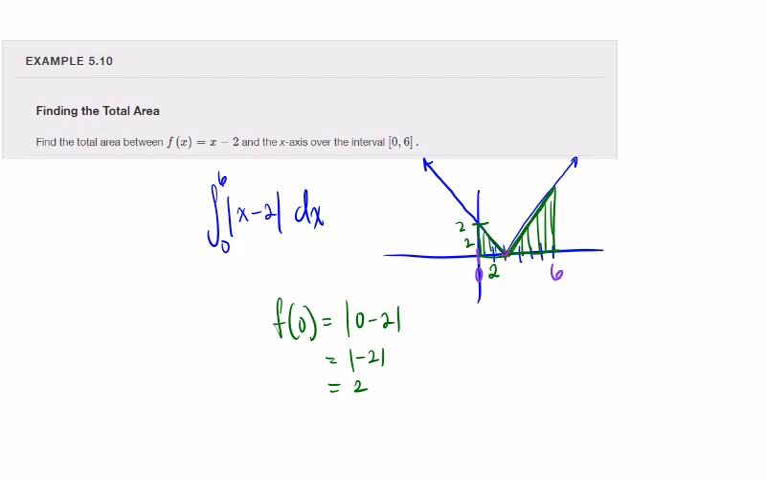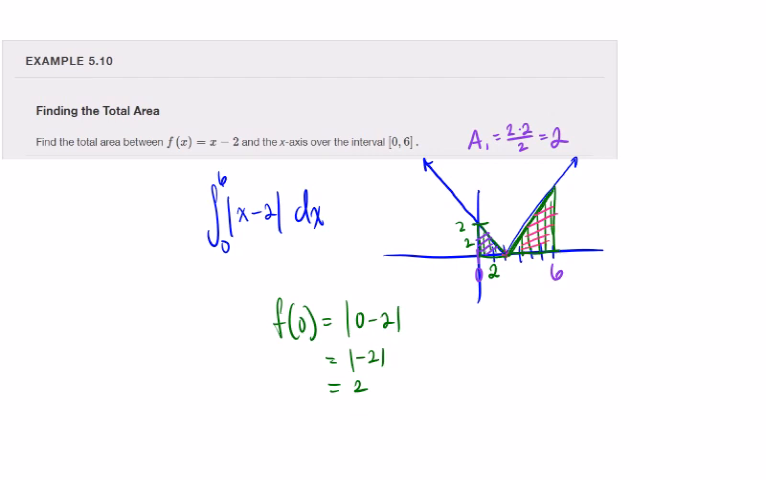So that area, let's call this, we'll make this actually purple here. We'll call that area 1. And so that's going to be 1/2 times 2 times 2, right? So I'll do 2 times 2 divided by 2, which is just going to equal 2. All right. And then we'll do this area here.